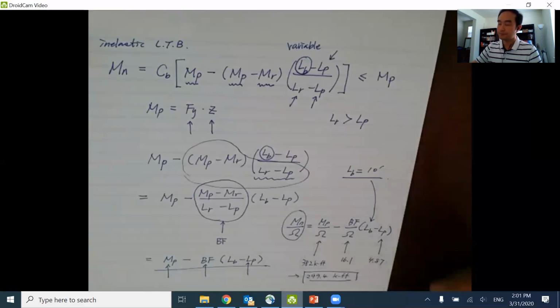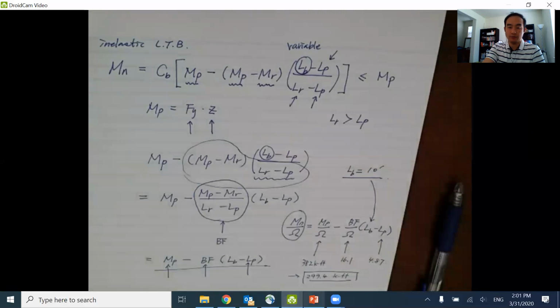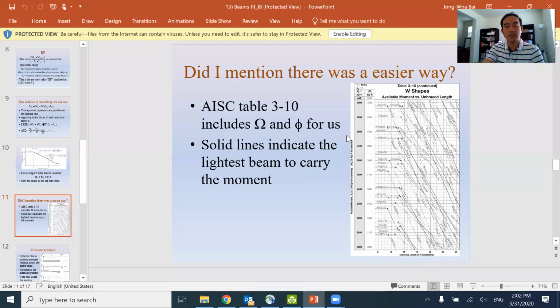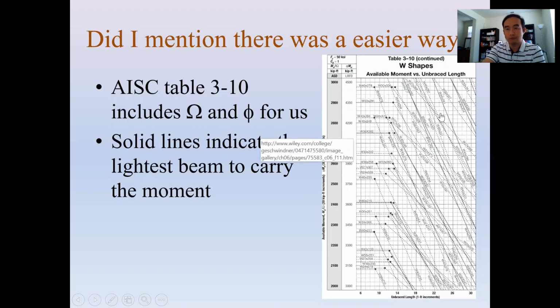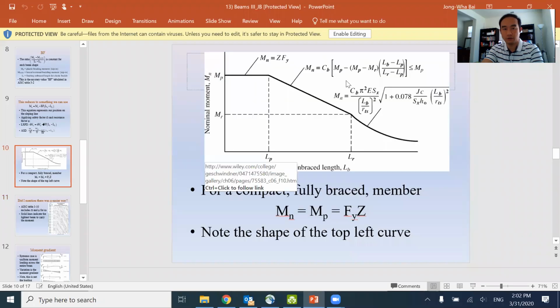Okay, so let's talk about table 3-10. Table 3-10 is, by the way, for design problems, okay? And this is very complicated. This is just one of the examples of 3-10 table, and I'm gonna show you how we can use this table. So these are the overlapping graphs and charts of our previous chart, okay?